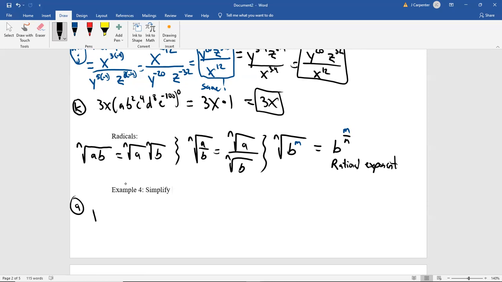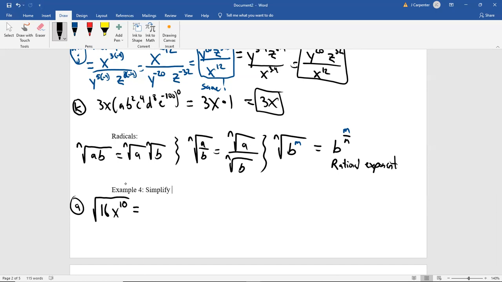So let's do the square root of 16x to the 10th. Now, I will be honest, most people don't split this up. They just go ahead and say the square root of 16 is this thing, the square root of x to the 10th is that thing, and then they're done. But again, I'm showing all the intermediate steps here because you might need it, you might not.